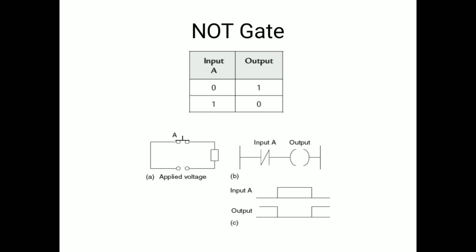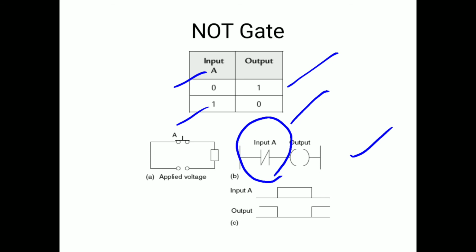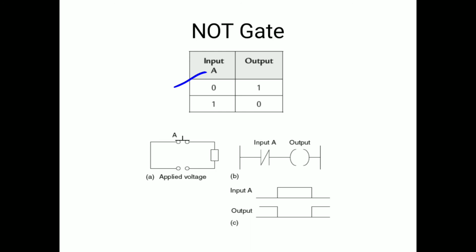Here you can see if input is 0, output will be 1. If input is 1, output will be 0. To represent the NOT gate, we can use this logic. This is a normally closed switch we are using here. In that case, it can work as a NOT gate.